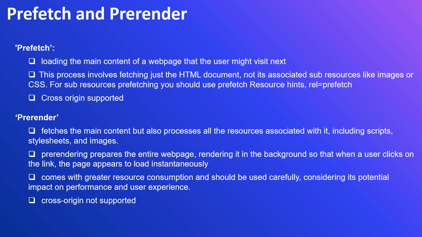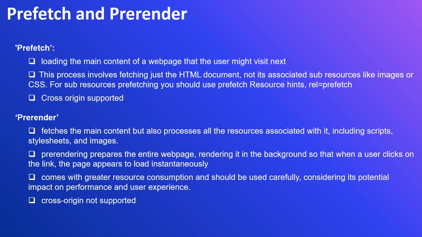The Speculation Rules API supports both prefetch and prerender. Prefetch means loading the main content of a web page that the user might visit next. This process just fetches the HTML document, not the associated sub-resources like images or CSS. You can use the rel equal to prefetch resource hint to prefetch the sub-resources. The prefetching can be used for cross-origin requests.